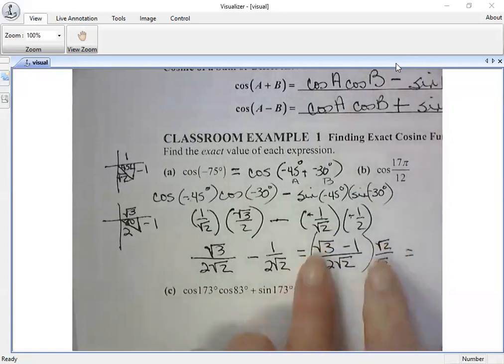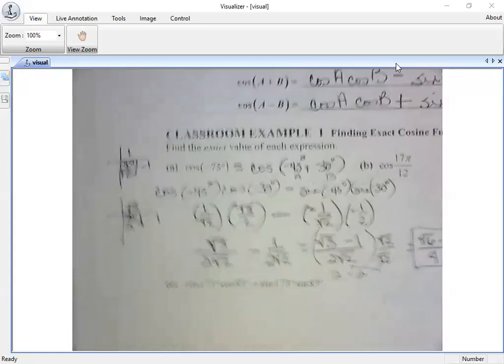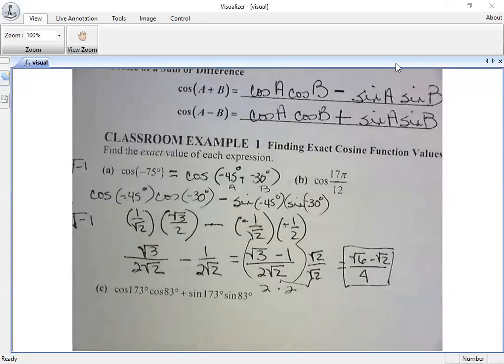Be careful on the top, because we will need to distribute, won't we? So what is square root of 3 times square root of 2? Square root of 6. And then 1 times square root of 2 is square root of 2. So I've got square root of 6 minus square root of 2 over, what's my denominator? Oh, be careful. The square root of 2 times square root of 2 is 2, but it has to multiply by the 2 that was already there. Square root of 6 minus square root of 2 over 4 is going to be that cleaned up answer.